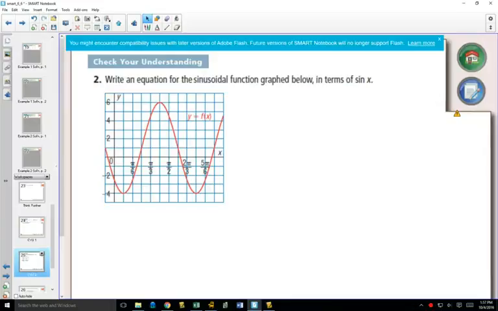What we're going to do now is do that backwards. We're going to see if we can figure out from the graph what was the center line. Using the maximum, the minimum, and the center line, what was the amplitude? If we know the period, can we find our b value? And then finally, can we figure out how it's been shifted left or right?